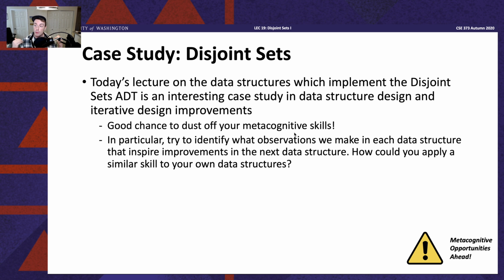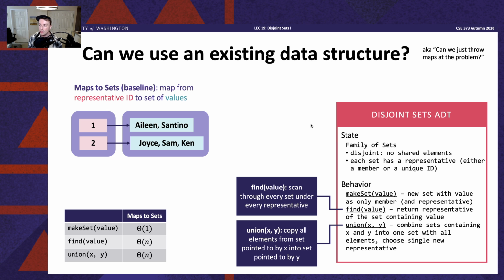So making sure you're pausing and looking back, when we talk about the next implementation of something, comparing it to the previous is really, really important. So I want to start us off with what you might think is your first idea of trying to represent this disjoint sets ADT. Can we use an existing structure that we already know? Which is also the approach of, can we just throw a map at it and hope it works?